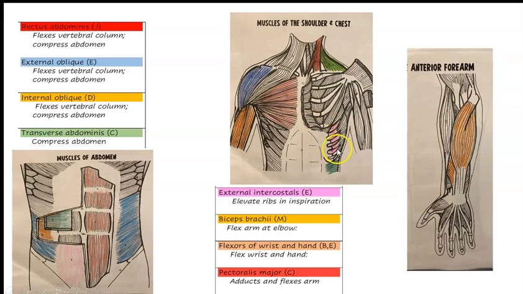Your intercostal muscles, which will be very deep on the ribs, are going to help raise your rib cage when you take a big deep breath in. And then in the front of your forearm are going to be the flexor muscles, and they're going to flex your wrist and hand. And again, you can see that there's more than one flexor muscle. You just need to know that the general group of muscles here are called flexors.